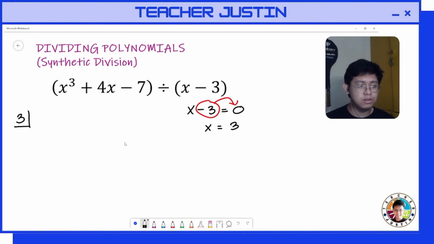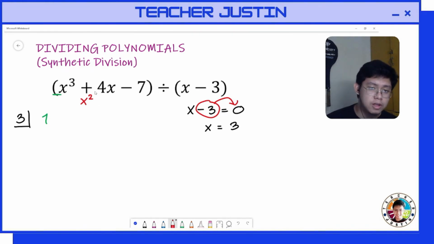Next, we're going to copy the coefficients of our dividend. So let's copy the coefficients. Our first term is 1. Now take note that after x raised to 3, there should be another term for x raised to 2. Since x raised to 2 is not present in our polynomial, we will add the term 0x squared for the placement of x squared. And the coefficient of 0x squared is 0. So let's add it here.